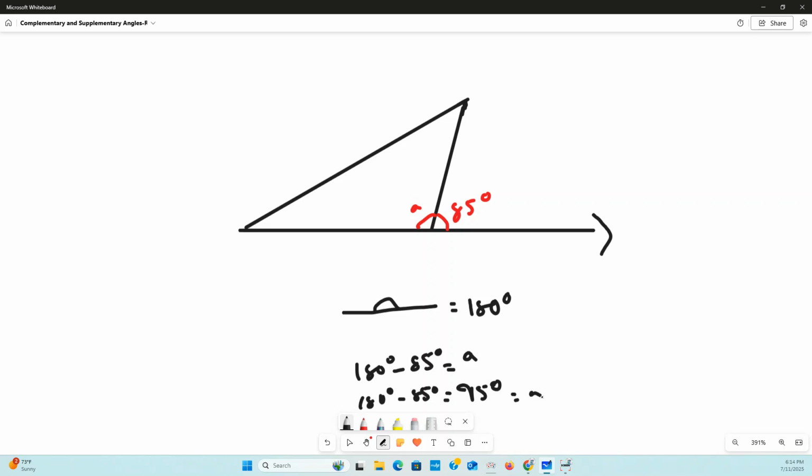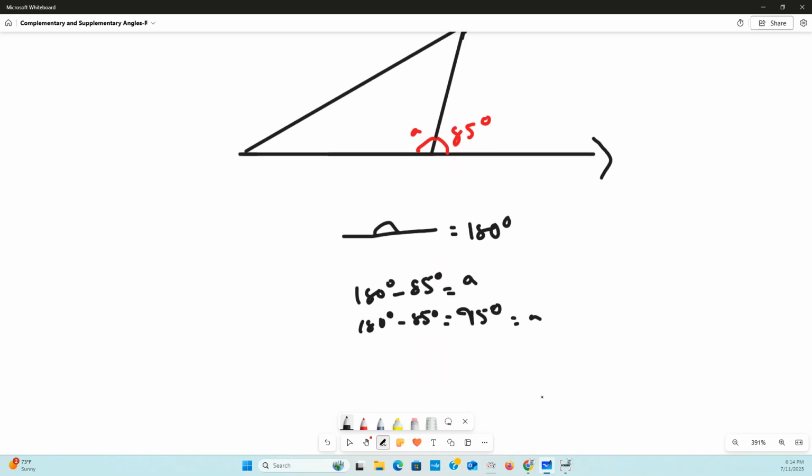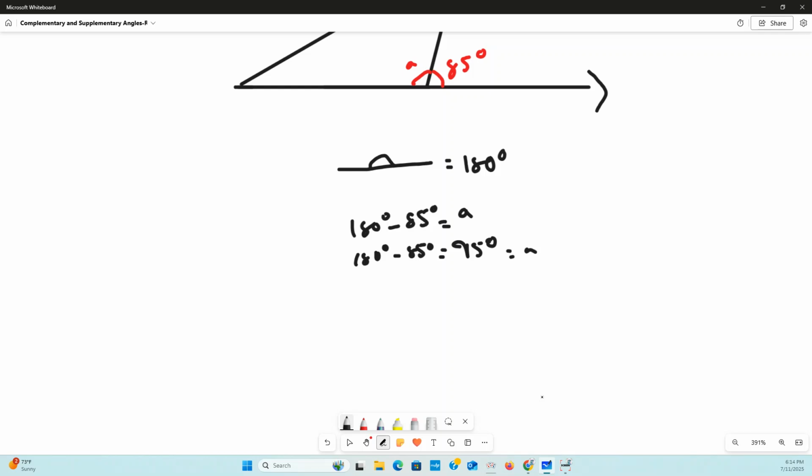And like the other example, there is a certain name for these types of angles, and they're called supplementary angles. And that is when two angles sum is this time equal to 180 degrees.